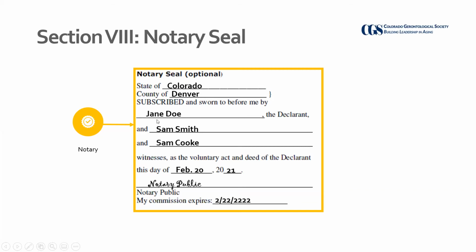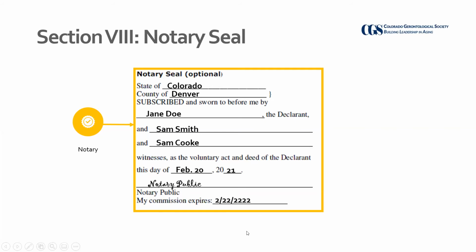The notary is going to say who the declarant is. In this case it is Jane Doe, who's completing her document. The two witnesses are Sam Smith and Sam Cook, and both Jane and both Sams voluntarily completed this document, witnessed the document on February 20th, 2021. The notary will sign the document, and they will indicate when their commission expires.